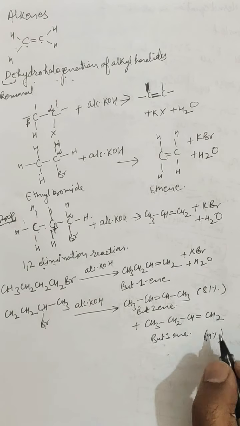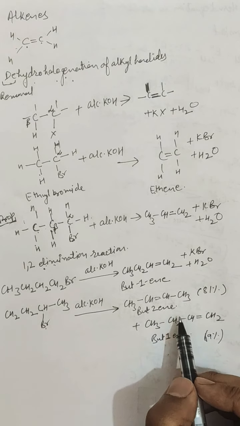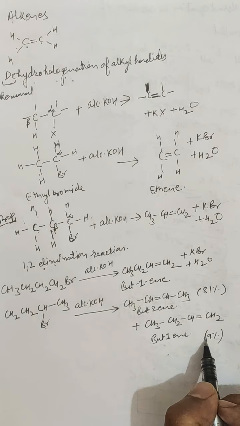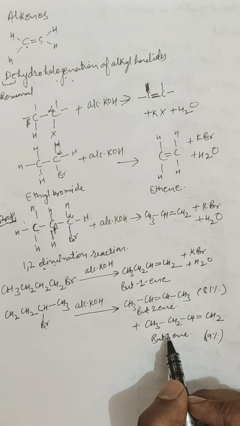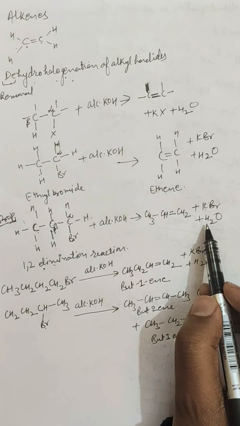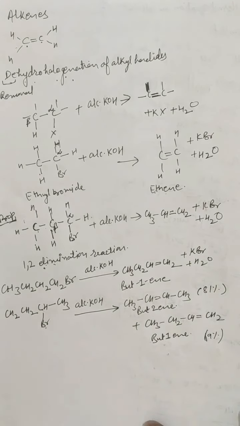It means if 100 gram of this mixture is found, out of 100 gram 81 grams is but-2-ene and 19 gram is but-1-ene, and side products are same, that is KBr plus H2O. So the preferred alkene formed is in accordance with the Saytzeff rule.